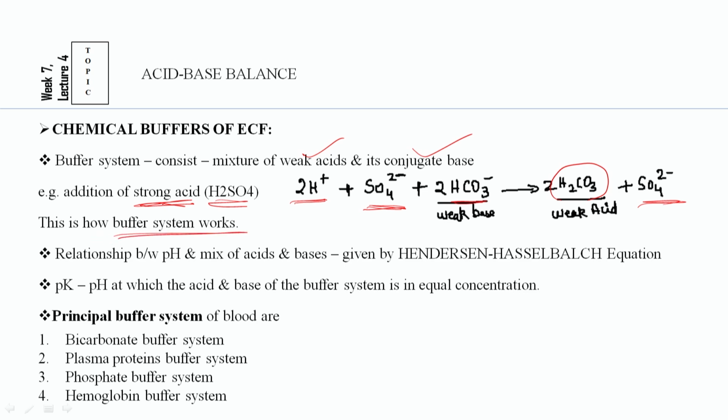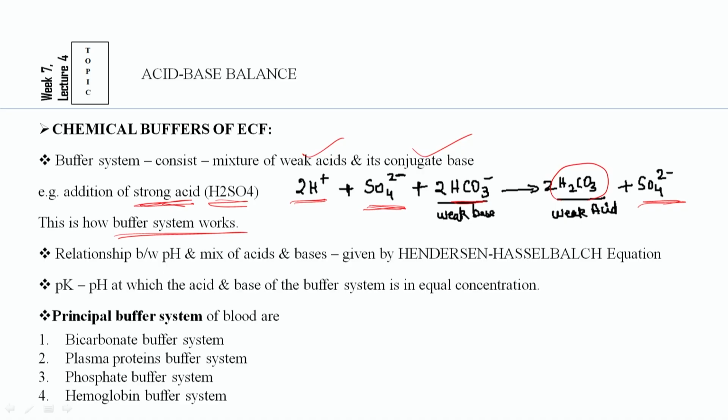So whenever a strong acid comes, it will react with the weak base and ultimately convert the strong acid into a weak acid, so that the effect of the acid on the body will be very less. That means it decreases the virulence of the acids as well as the base. Similarly, if a strong base is there, it reacts with the weak acid and the strong base will be converted into a weak base, so that it loses its virulence, right?